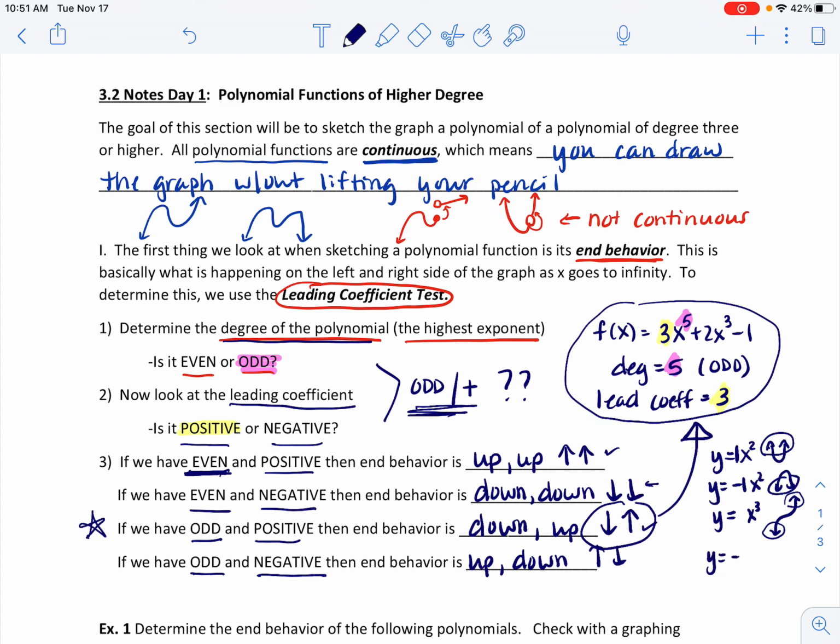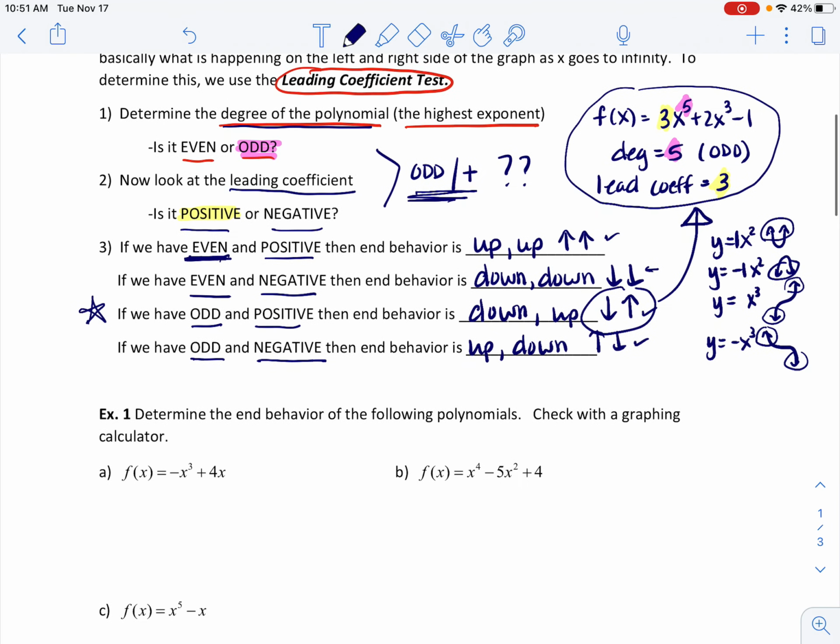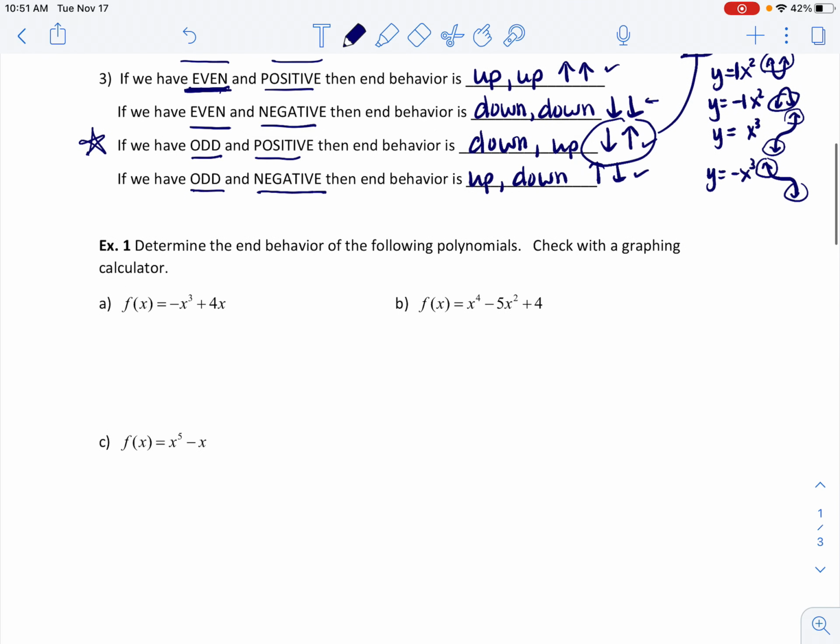If I change that around and did negative x cubed, well, now it's just going in the other direction. So now its end behavior on the left is up, and on the right it's going down, which we have as up, down. Okay, that's how I kind of remember it, so I don't have to keep remembering all these weird arrows. So let's look at some of these. To determine the end behavior of the following polynomials, check with a graphing calculator. Hopefully tomorrow I can show you some graphing calculator stuff.